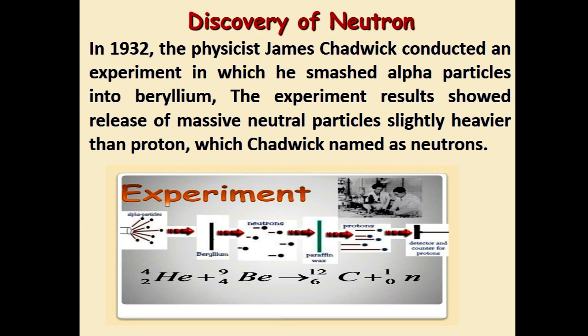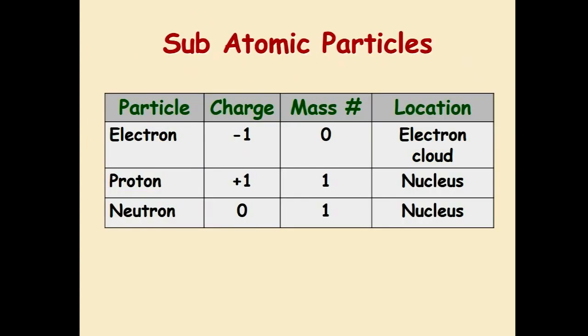The experiment results showed release of massive neutral particle, which Chadwick named neutrons. So these are the alpha particles, and when these strike on beryllium, there is the liberation of these neutral particles which are named as the neutron. So there are three subatomic particles: electrons, protons and neutrons. These are the charges, mass and location of the particles.